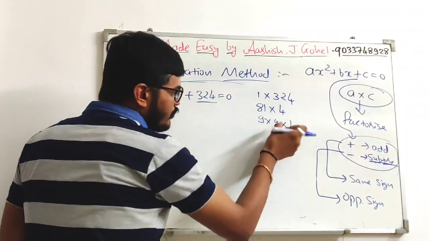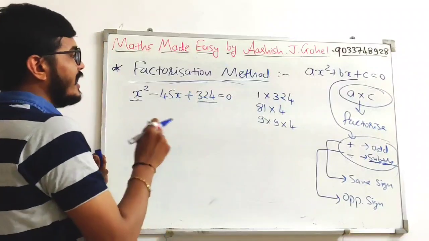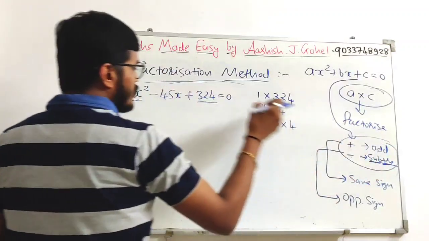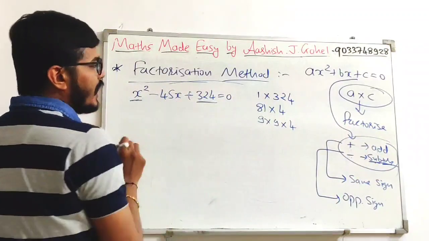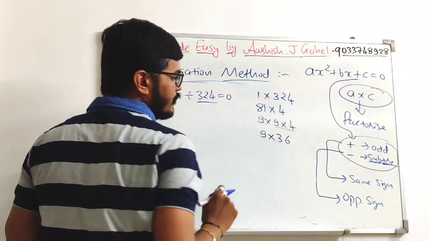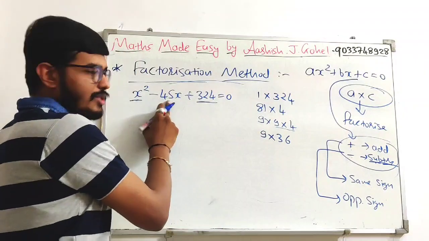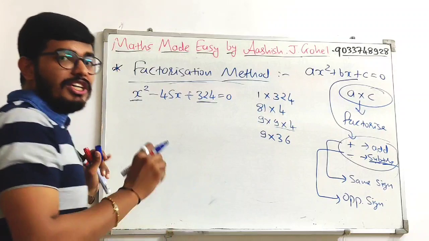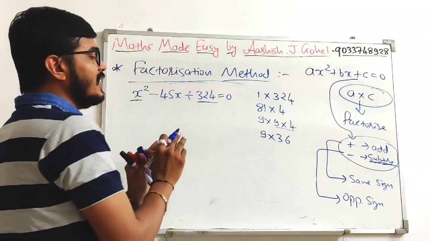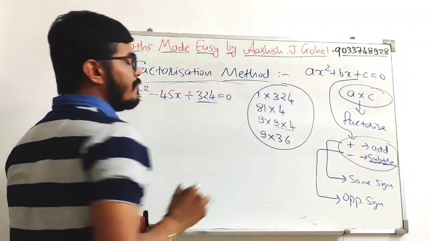Now merge any two factors and check whether the addition works. I am saying addition only because this sign is positive. If positive, then add the factors. So the addition of the factors must give you 45. Let us merge these together. So 9 into 36, 9 into 4 is 36. So 9 plus 36 will give you 45. So these are your correct factors. You need to practice this kind of questions. Only then you will be able to factorize this kind of big number.